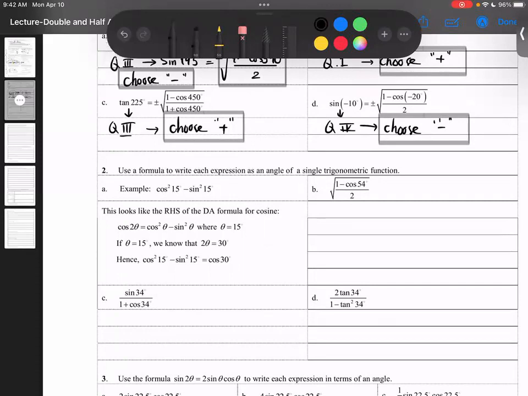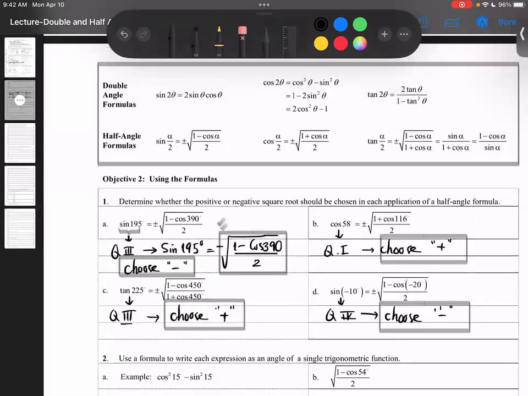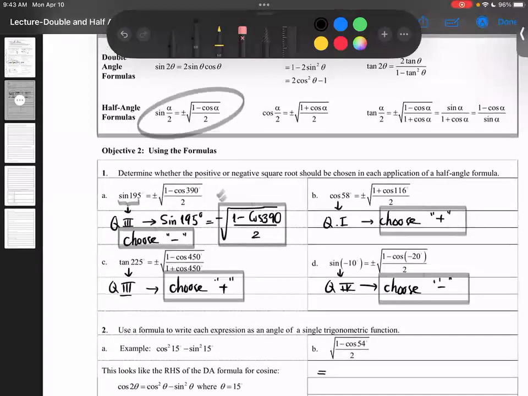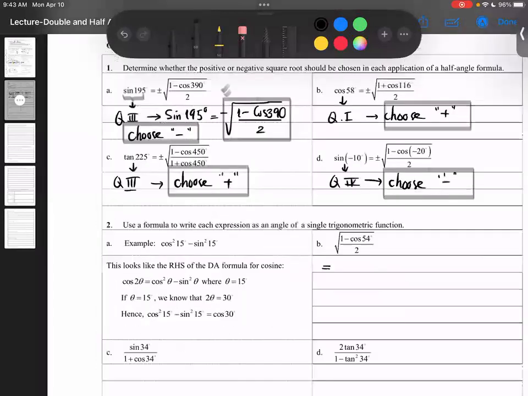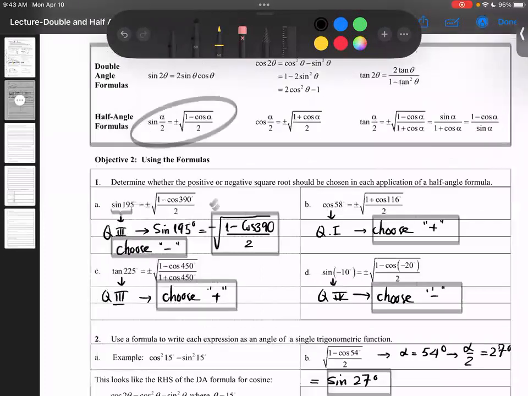What do you think the first one's going to be? What formula is that? Yeah, that's reduction. That's the half angle formula, right? And it looks like this one. Here, alpha is 54. So alpha over 2 is going to be what? Sine of alpha over 2.